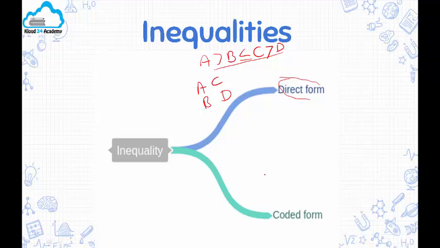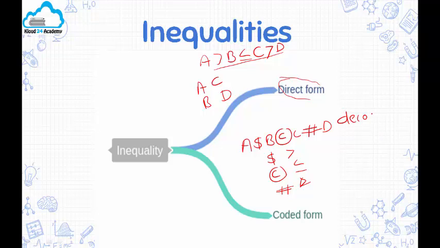The other type of form is coded form. In coded form, the questions will be like A dollar B copyright C hash D, and so on. Here there is no inequality, only codes are given like dollar, copyright, hash, and so on. And you'll be told that dollar is greater than or equal to, copyright is less than or equal to, hash is greater than, and so on. So here you'll be given the codes and you have to decode it first. First you have to decode it and then solve and answer the question. Alright, so two forms are these, direct and coded form.